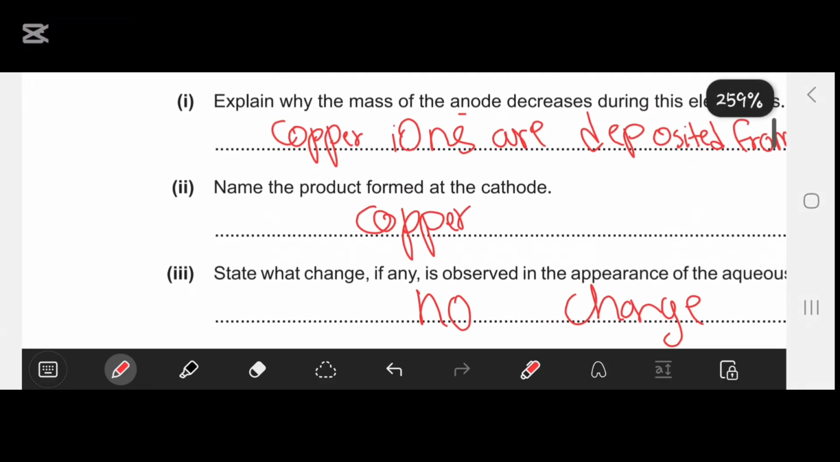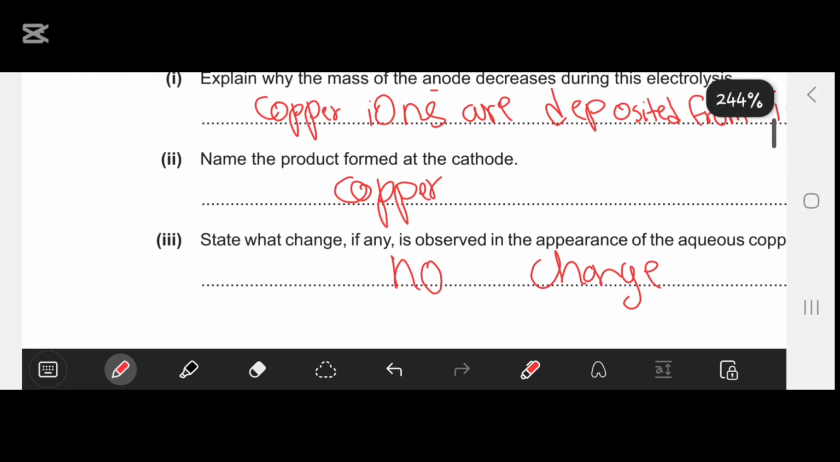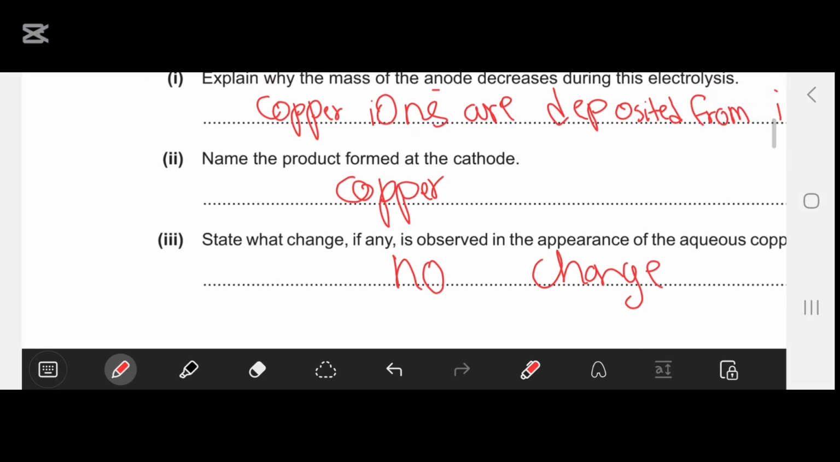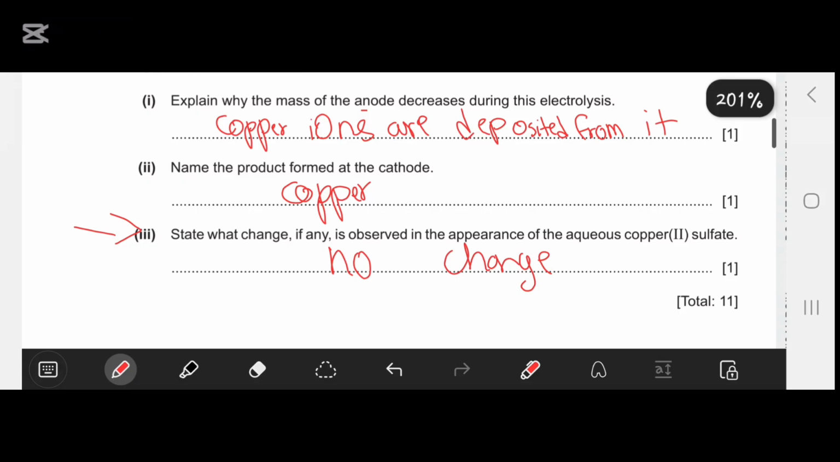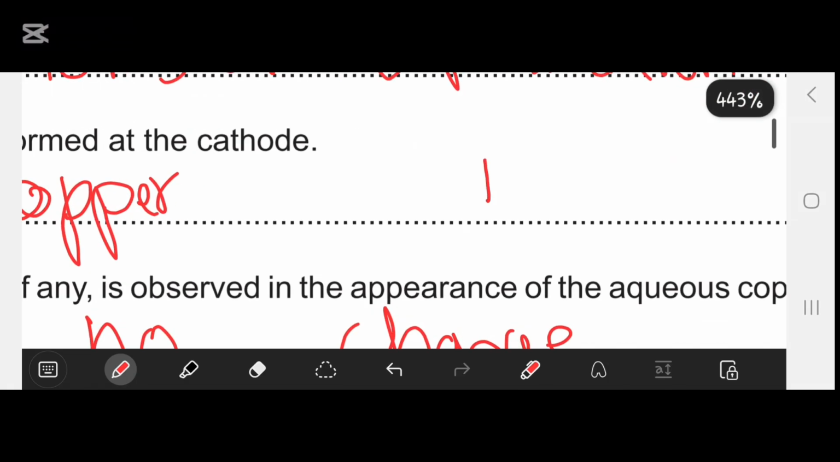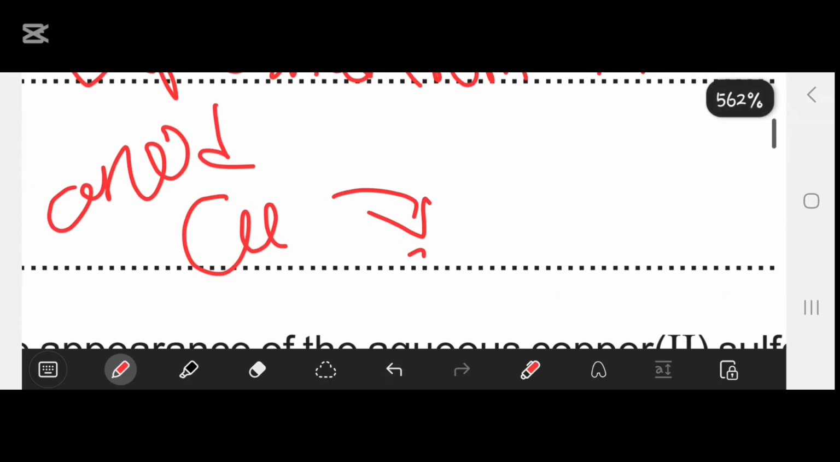Name the product formed at the cathode. It will be copper, because the copper we see at the cathode takes up copper ions from the anode. It will not take them from the solution. This should be remembered. That's why the solution color is not changed. When it says here, state what change, if any, is observed in the appearance of the aqueous copper(II) sulfate, we will say no change. Why no change? Because the cathode takes the copper ions from the anode, not from the solution.